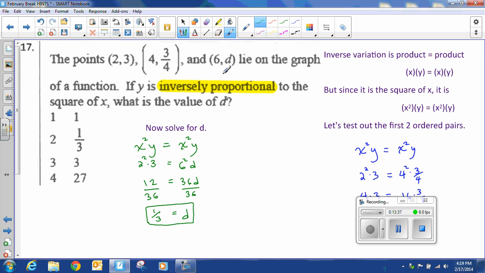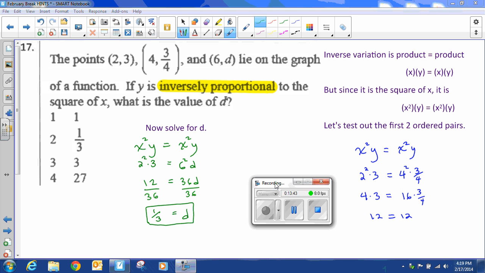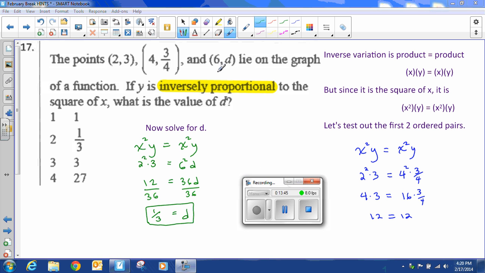Number 17, more inverse variation. This one I also pretty much did all the way through for you because this one's a little different. It has the inverse proportion. Y is inversely proportional to the square of x. So instead of product equals product, it's instead of x times y equals x times y, it's x squared times y equals x squared times y. Okay, and as you can see, the first two ordered pairs work out beautifully.